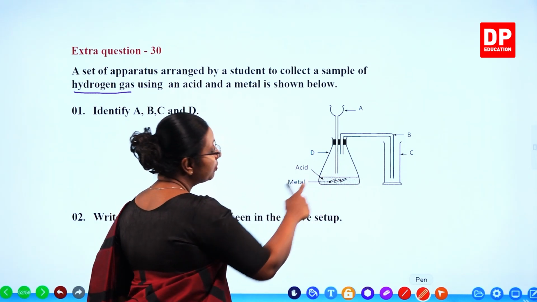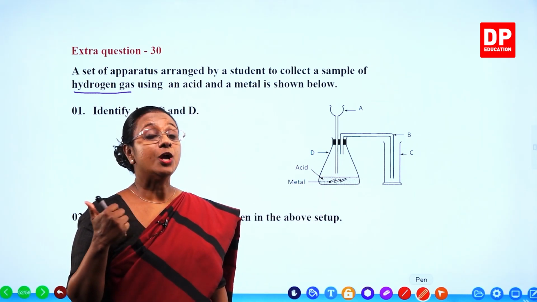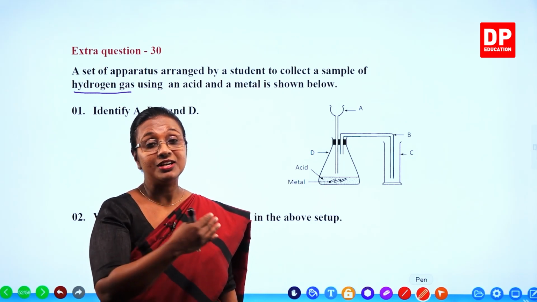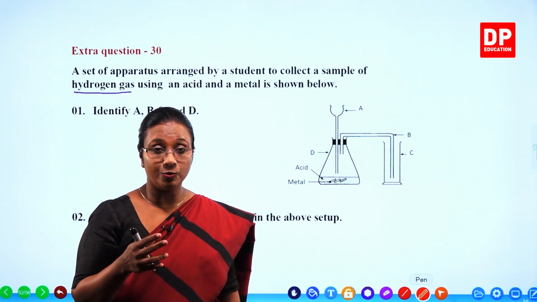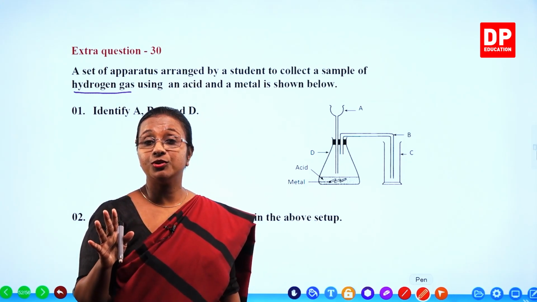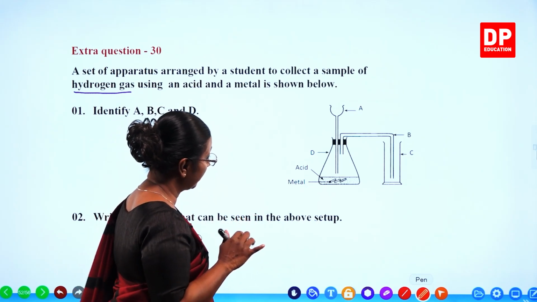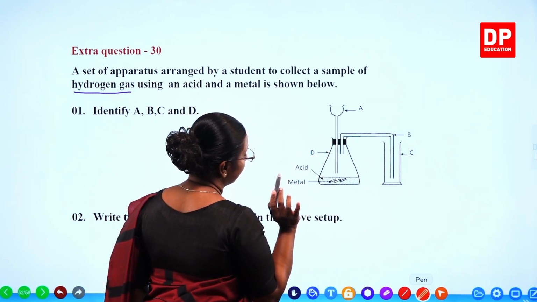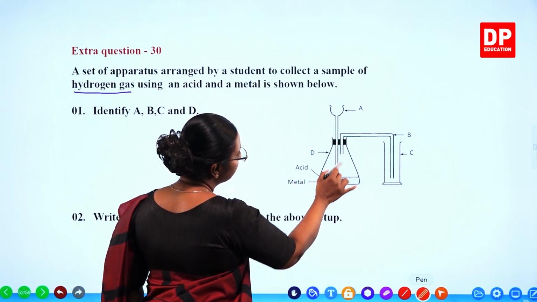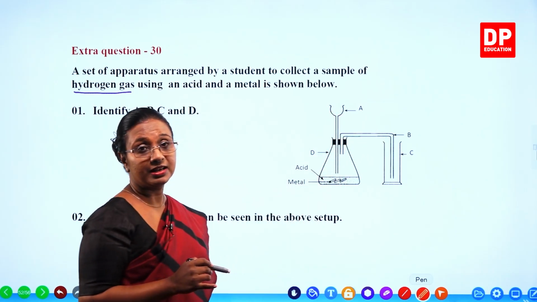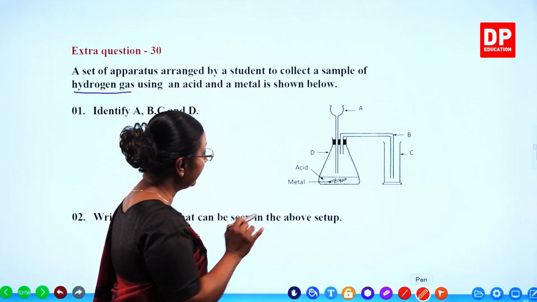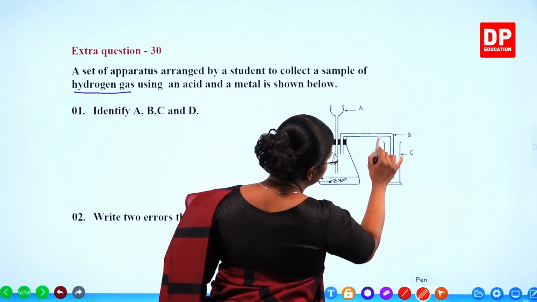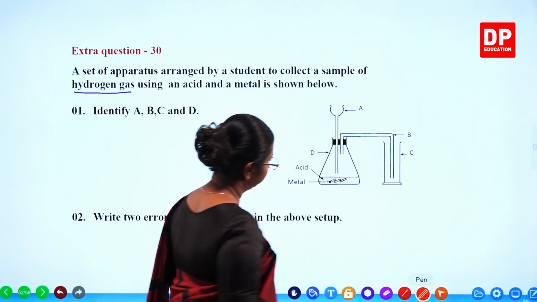So, then acid, what are the acids that can be used? We normally use dilute hydrochloric acid or dilute sulfuric acid. Even like I said before, vinegar can be used. So, usually dilute hydrochloric acid or dilute sulfuric acid. Then D. What is D? It is a conical flask that you know. Then what is this apparatus? It is a thistle funnel. Thistle funnel is labeled as A. Then there is the stopper. Then you have the delivery tube that is labeled as B. There is the gas jar C.